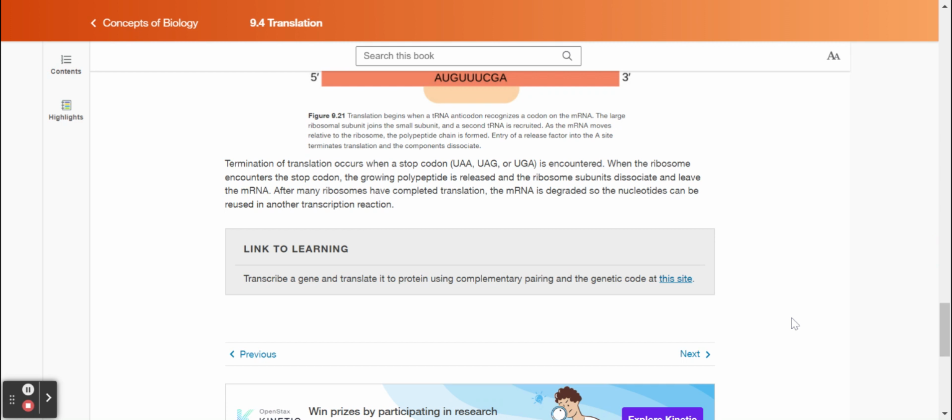Termination of translation occurs when a stop codon, UAA, UAG, or UGA, is encountered. When the ribosome encounters the stop codon, the growing polypeptide is released, and the ribosome subunits dissociate and leave the mRNA. After many ribosomes have completed translation, the mRNA is degraded, so the nucleotides can be reused in another transcription reaction.